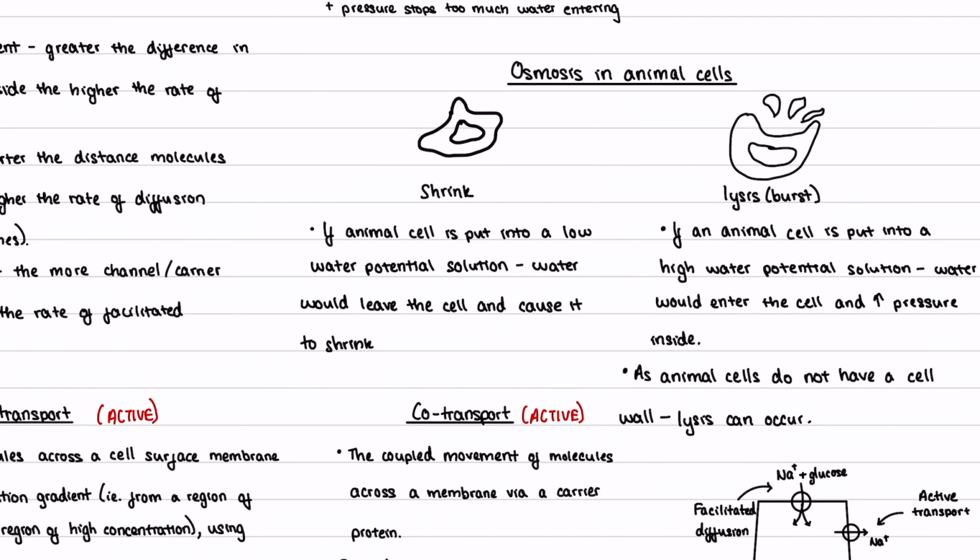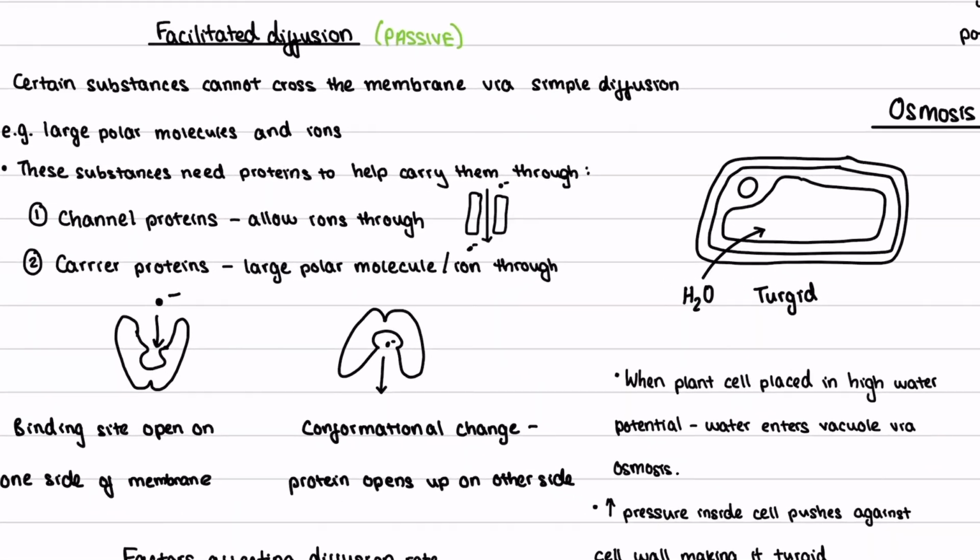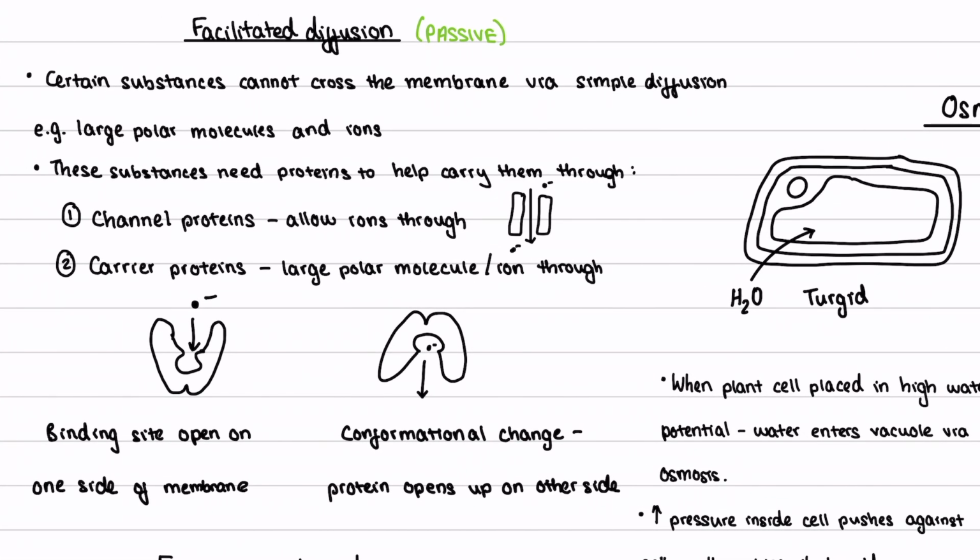When an animal cell is put into a low water potential solution, water leaves the cell, causing it to shrink. If an animal cell is put into a high water potential solution, the water enters the cell and the pressure increases inside. As there is no cell wall to protect the cell, the pressure inside rises and it can burst, also known as lysis.